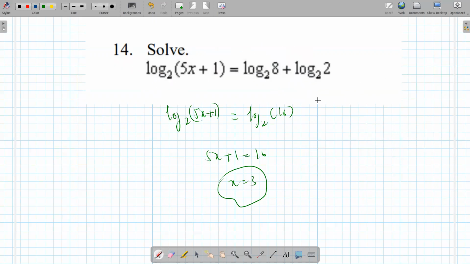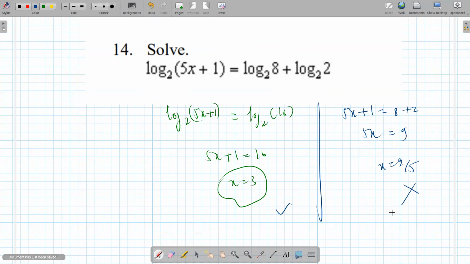Like here, the x is 3, we know that, right? But if you were to cancel out everything, you would get 5x plus 1 equals 8 plus 2, right? 5x equals, what is this, 9? So x would be 9 over 5. If we plug that in the calculator, 5 times 3 plus 1. Yeah, this one is right. This one is not. So you can only do that if they have one item on each side. Okay.